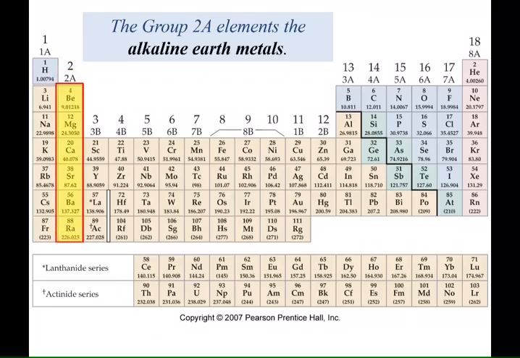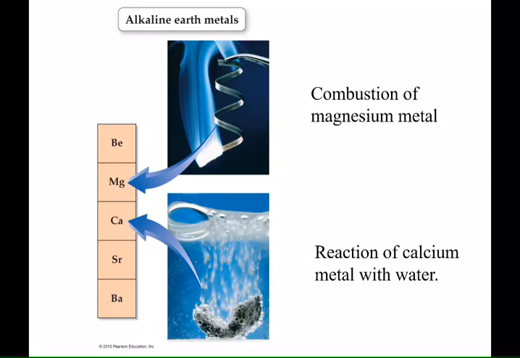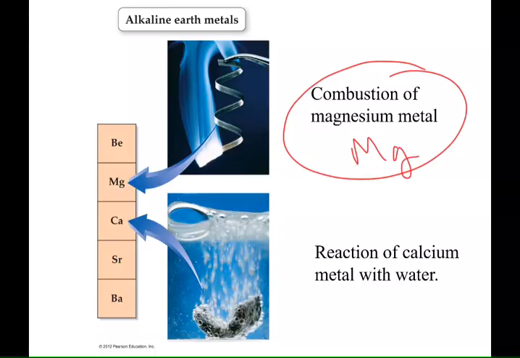Another group I want you to know are the 2A. Those are the alkaline earth metals. So you need to know that name. And here's what they look like. Actually, you guys are going to be doing this right here with the magnesium. You're going to be burning it. Here's calcium. You guys did this in lab where you took a piece of calcium metal and you put it in water and it bubbled, creating hydrogen gas. So those are two groups.